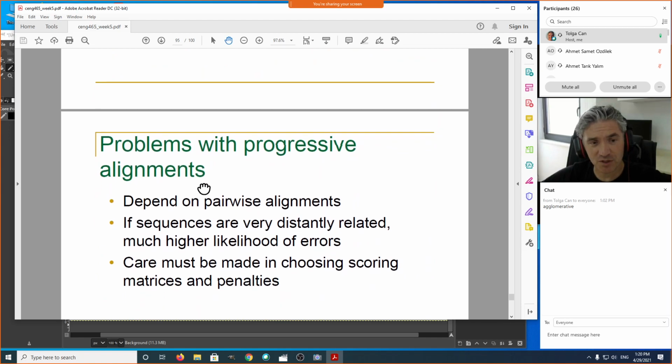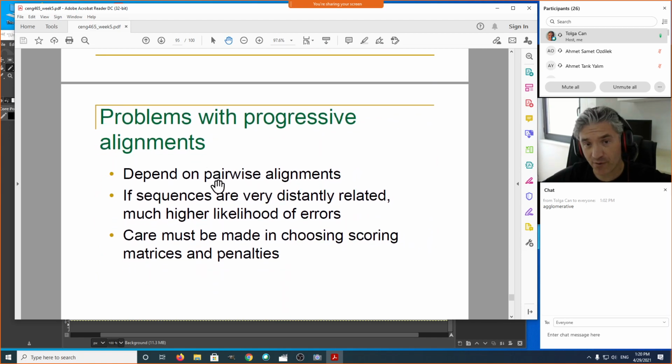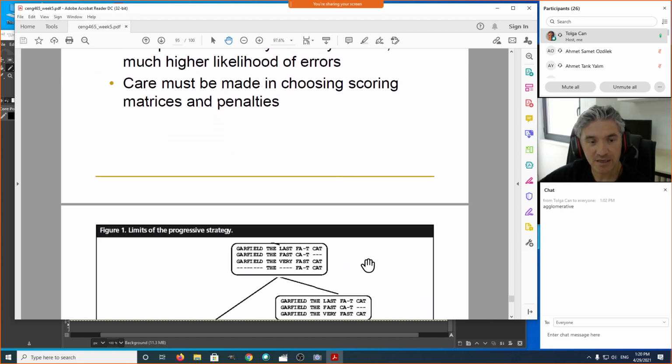The progressive alignments usually also depend on pairwise alignments, as we did in star alignment or greedy alignment. If the sequences do not share similarity even at the leaf level, two sequences that are put together at the leaf level in your phylogenetic tree, there is more likelihood of errors. You cannot avoid that. And how you compute those similarities, distances is really important. So you have to be very careful in choosing your scoring matrices, penalties.